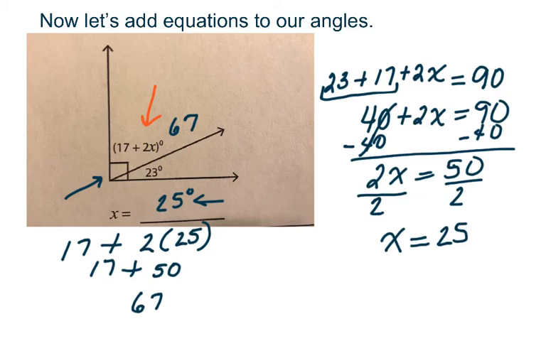But we know that this angle is 67 degrees. We know that x is 25. So that's how you put equations into our angles and you solve for what they are.